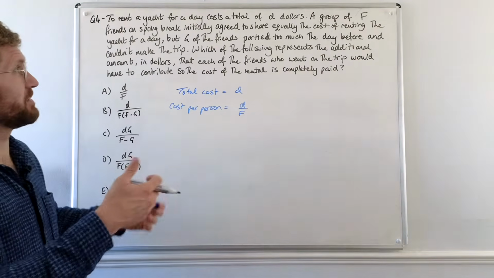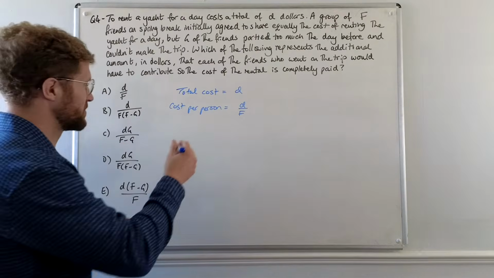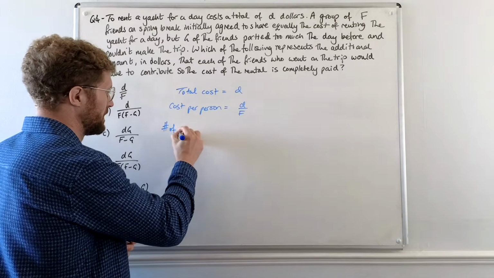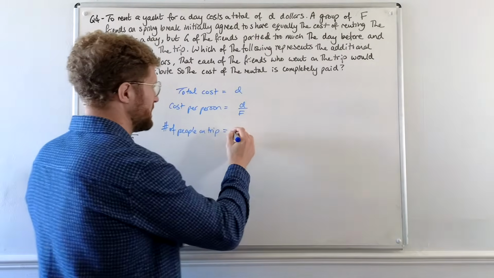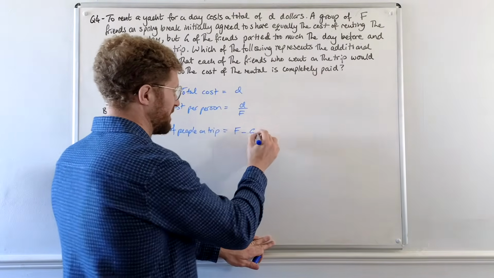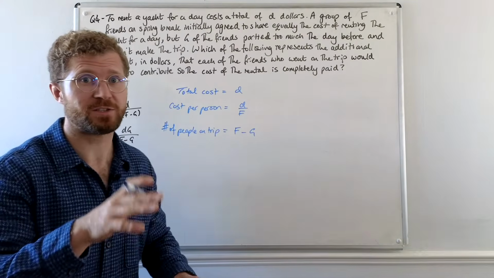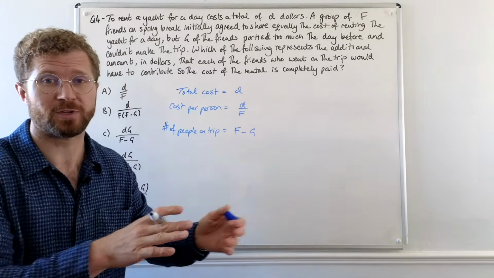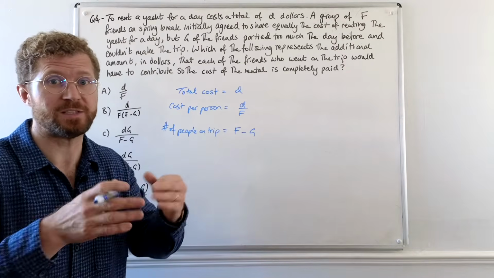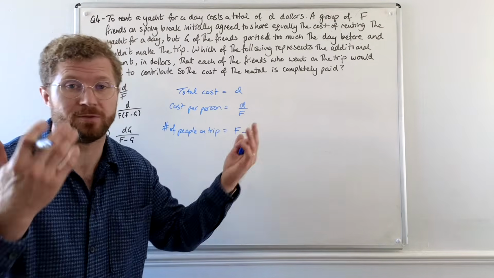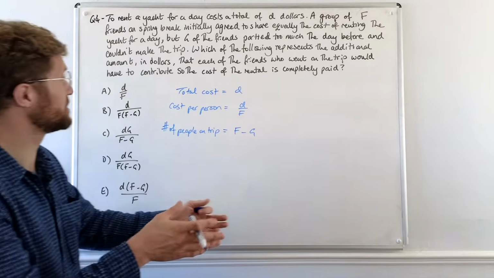But then we get told that G of the friends partied too much the day before and couldn't make the trip. So now, the number of people on the trip is going to be, we've lost G people, F minus G. Now, we're going to be careful here. The question didn't say that G people were now going on the trip. It's just that G people are not going on the trip. So the total number of people on the trip is now F minus G. I don't know what F and G are, but it's going to be F minus G.